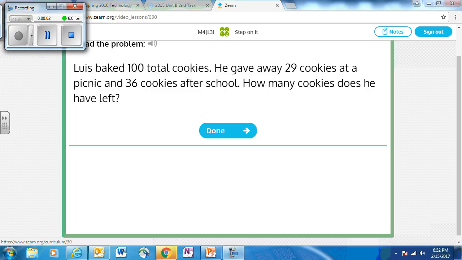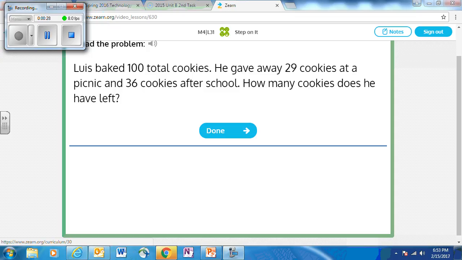Second grade. We're going to have a math lesson today practicing our two-step subtraction word problems within 100. And to get started, we've got Luis, who has baked a total of 100 cookies. He gave away 29 cookies at a picnic and 36 cookies after school. How many cookies does he have left?